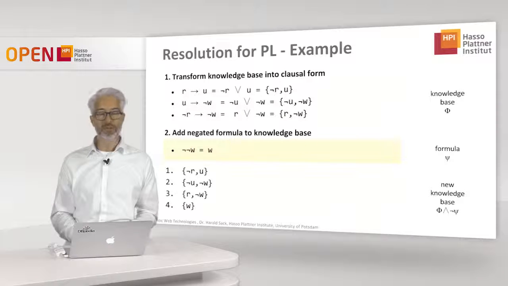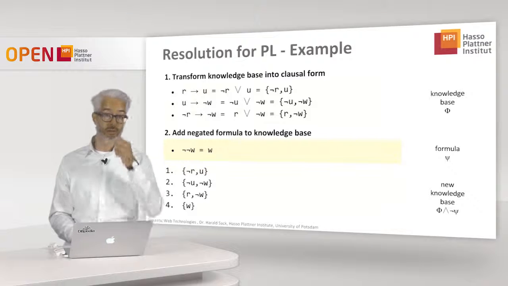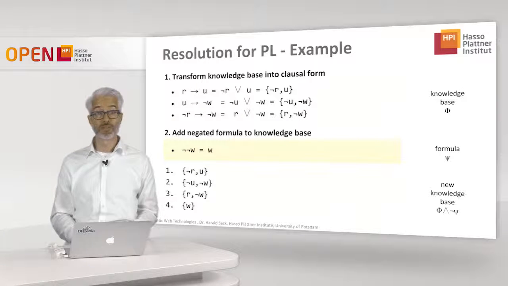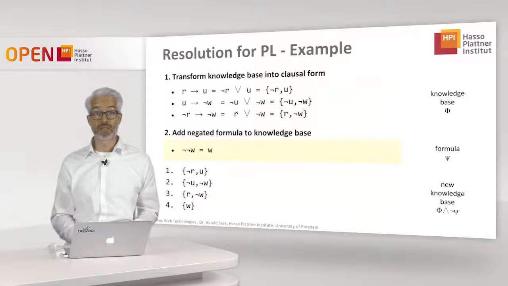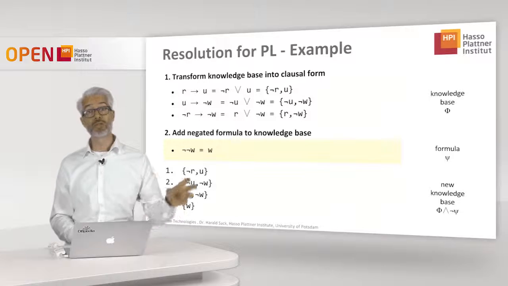First of all, we have to transform our knowledge base into clausal form. That's pretty easy. We substitute all the implications with a logically equivalent disjunction, and this is our clausal form. In the first, we have not R or U, in the second, not U or not W, and the third clause is R or not W. Then we add the negated formula to our knowledge base. We want to prove that Jane doesn't get wet, so we want to prove not W, and this is negated. We have a double negation, so we can get rid of it. This is equivalent to W, and this is added to the knowledge base.